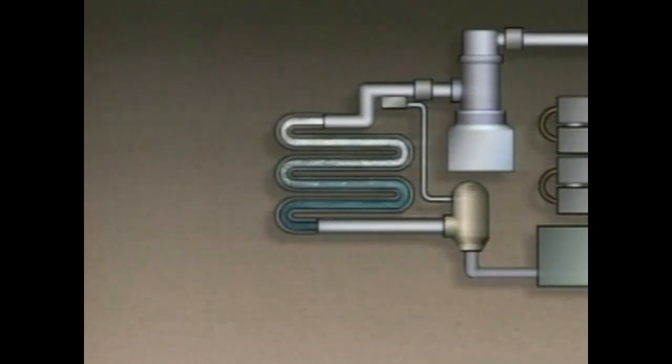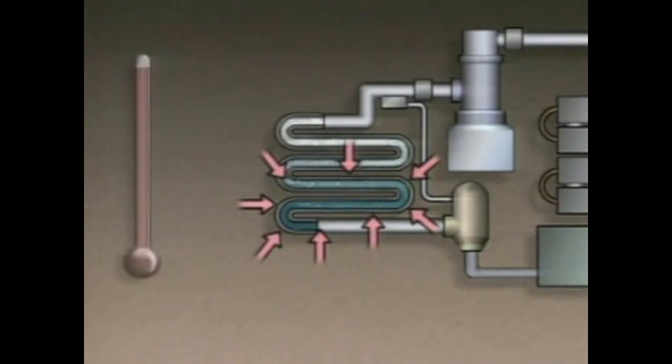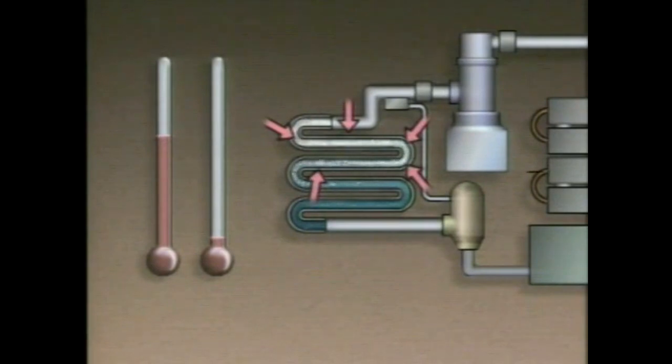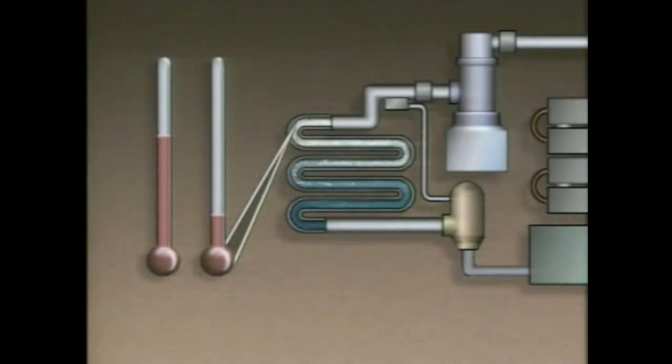Next, the refrigerant enters the evaporator, where it absorbs heat from the evaporator's surroundings and changes completely to a vapor. As the refrigerant absorbs heat, it cools the evaporator's surroundings. Because of the temperature difference, heat continues to transfer to the refrigerant. As a result, the temperature and pressure of the refrigerant increase slightly.